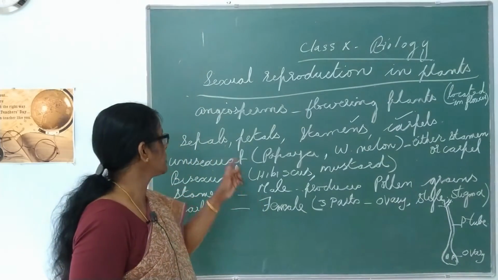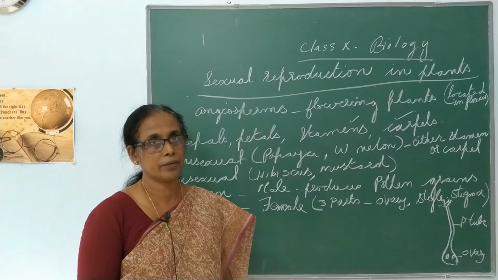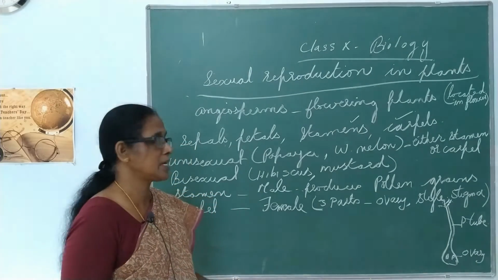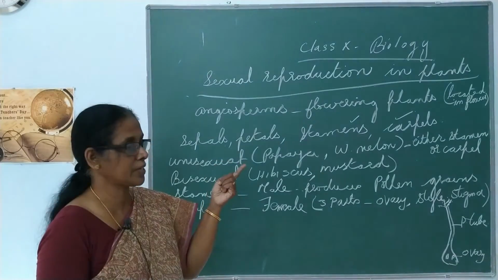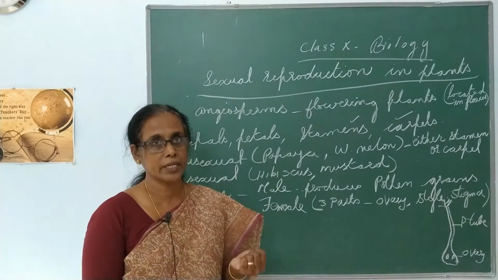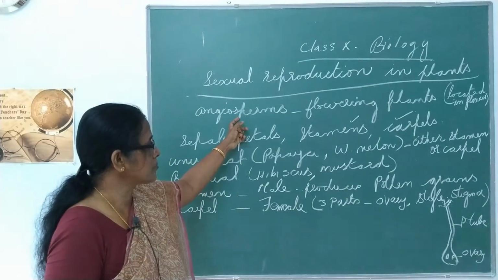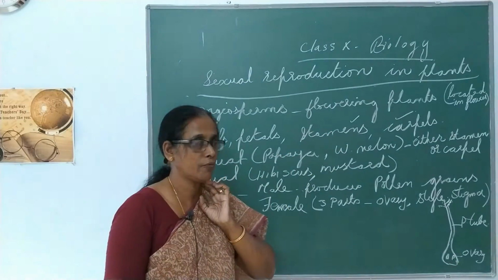Have you heard this word angiosperms? Angiosperms means the flowering plants. In 9th standard you studied about the angiosperms and gymnosperms. Angiosperms are the flowering plants. The flowers are the reproductive organ in these plants. In the angiosperms, the reproductive organs are located in the flower.